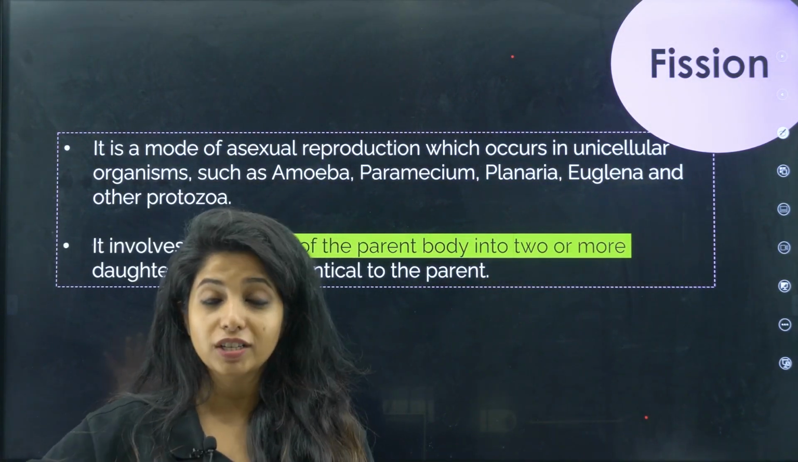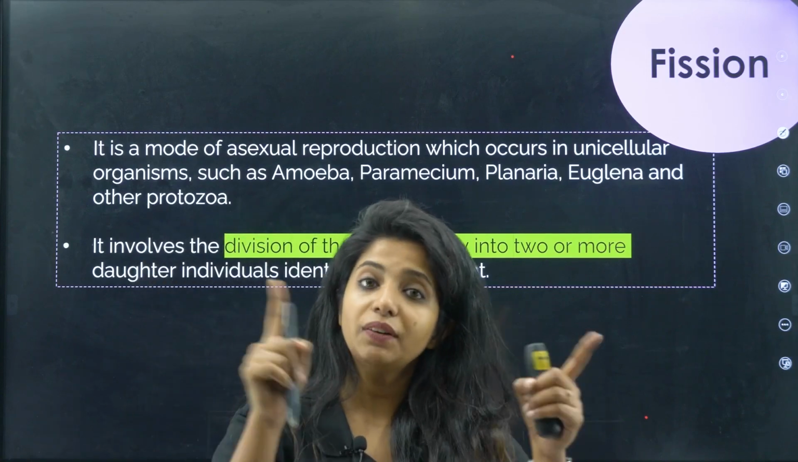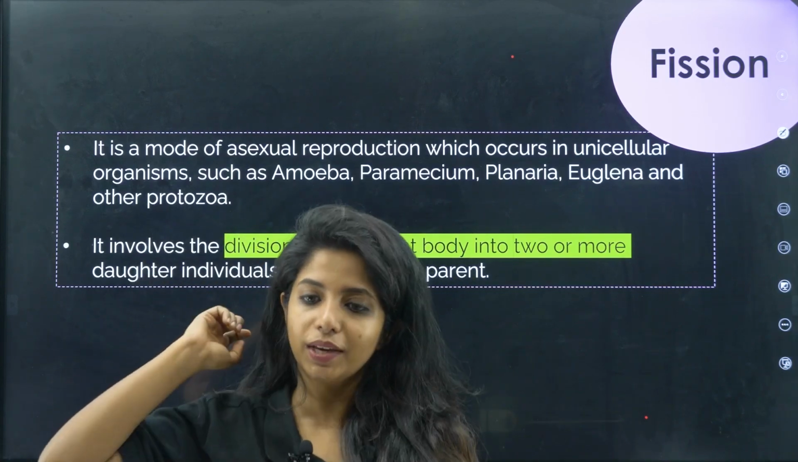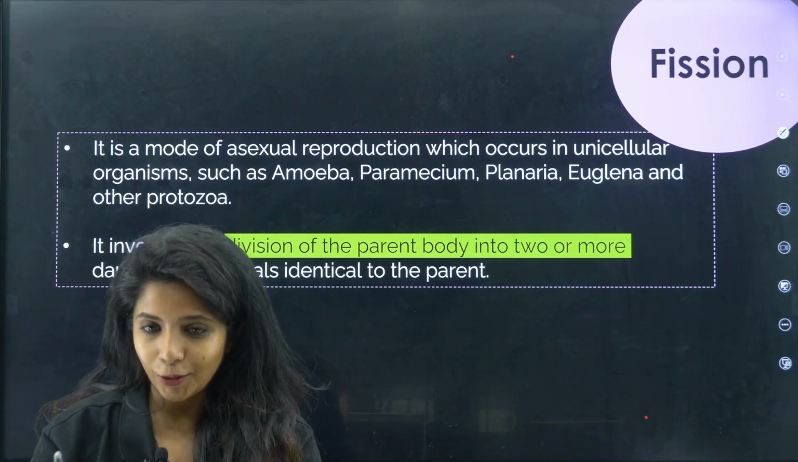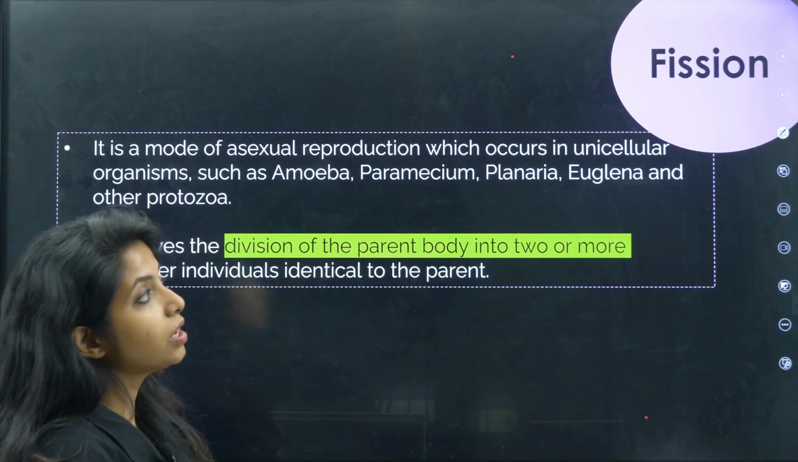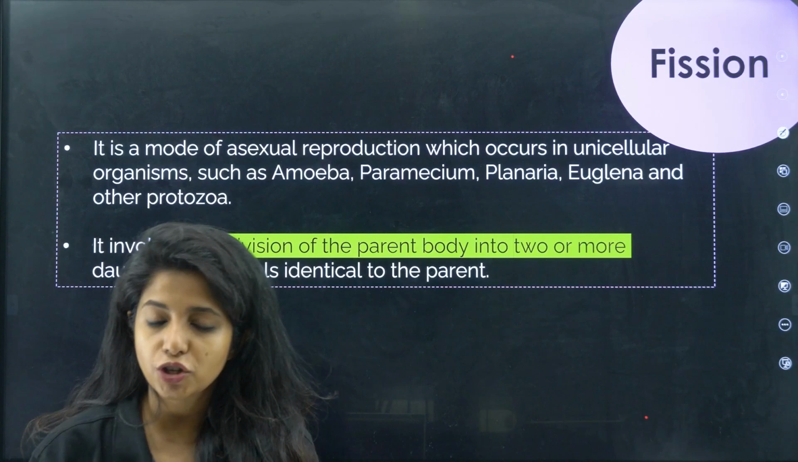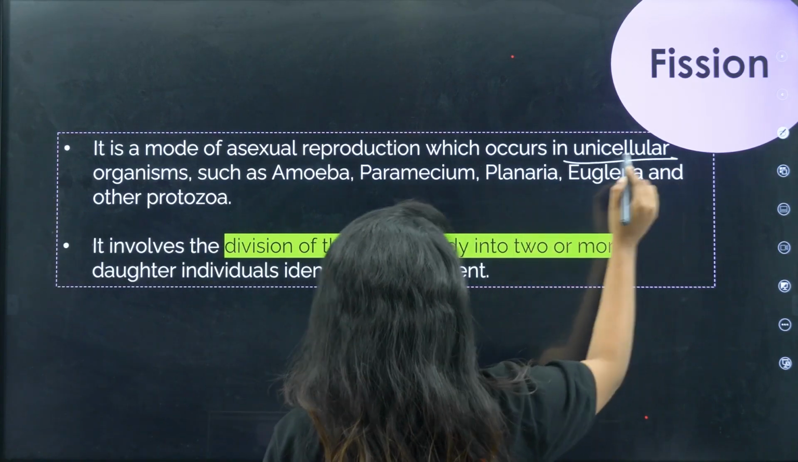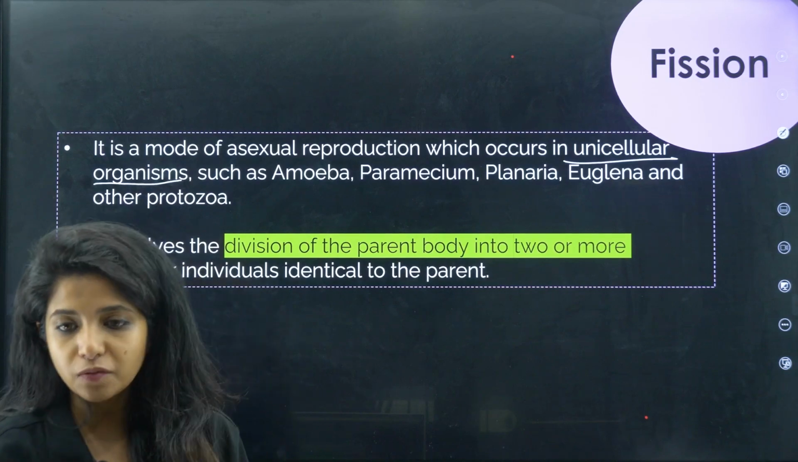So first we are going to cover asexual reproduction. Then we will be going ahead with sexual reproduction in plants and then animals. Okay, so starting with asexual reproduction, this is the first mode which is known as fission. What is it? Fission. It is a mode of asexual reproduction which occurs in unicellular organisms. Okay, what happens in fission, children?